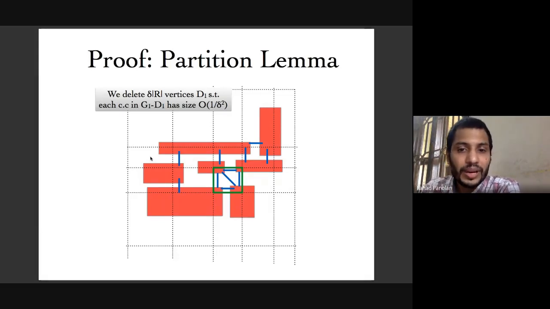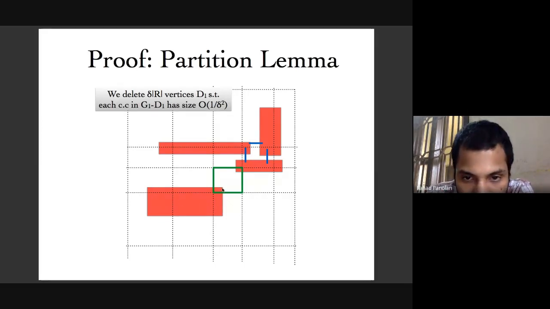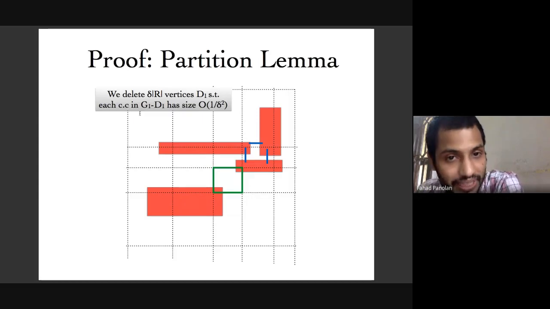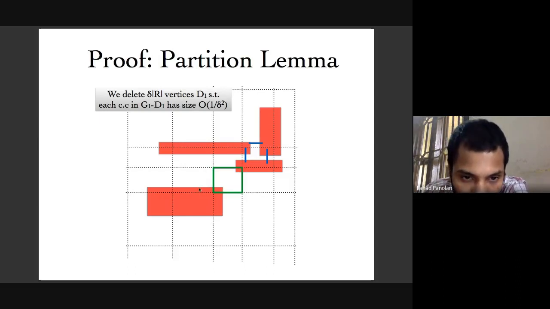So what does it say? You can delete some rectangles here, not too many, only delta times cardinality of R many. And if you look at any cell, for some cells it will be intersecting only one connected component, and for some cells it may intersect two connected components. If it is intersecting two, how does it look? Look at this green cell. One is here in the bottom left, and the other connected component will be intersecting on the top right. Clear? The way of construction.